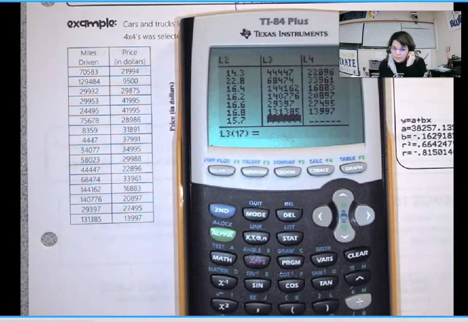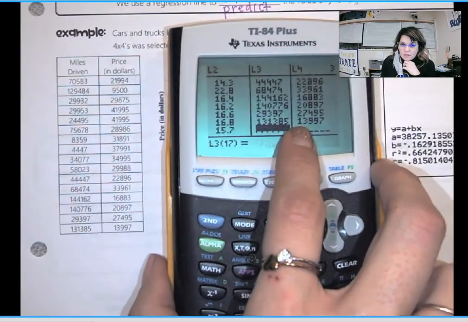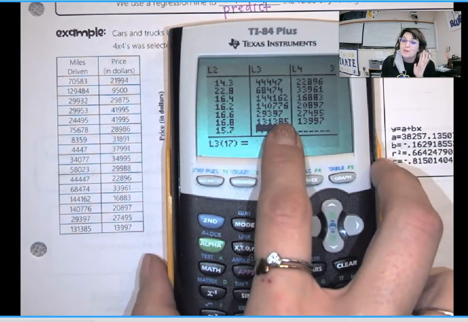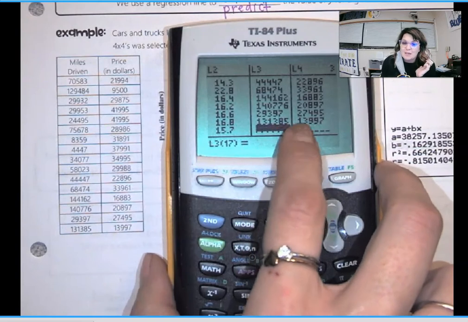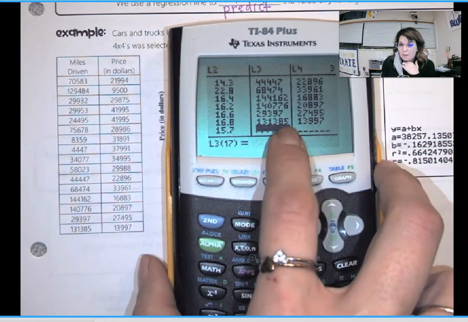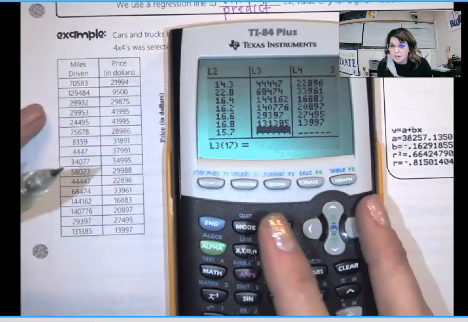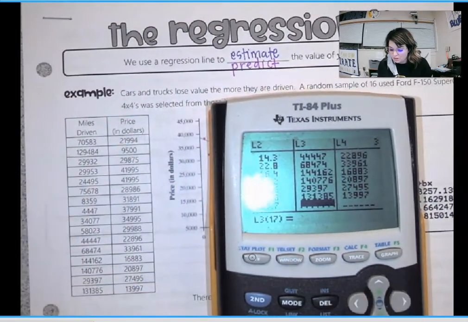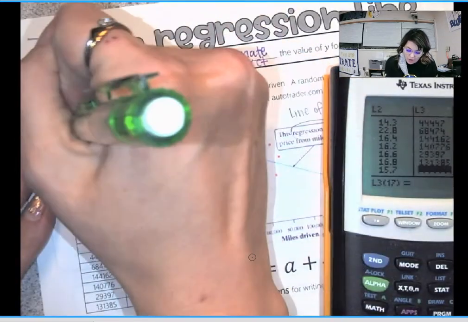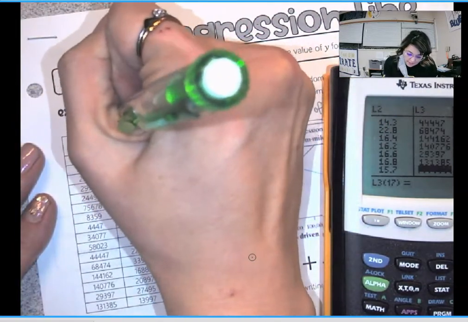Okay, I think I have mine entered correctly. You just want to verify at the end that you have the same number of observations in each list, so these end at the same spot. Now, one thing that I like to do, because obviously my brain sometimes does weird things, is write down where I put the data. So I put miles driven in list 3 and price in list 4.